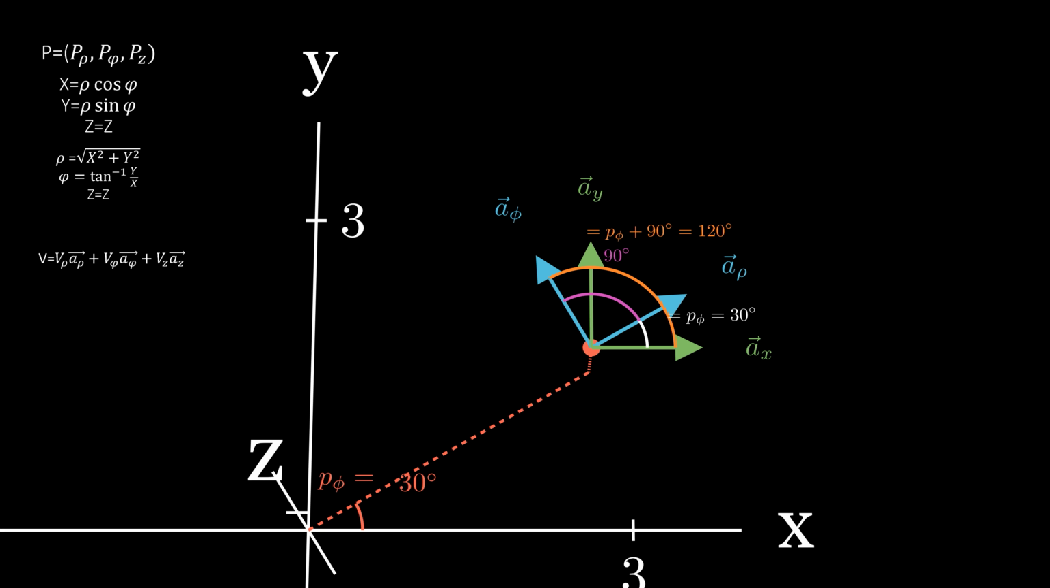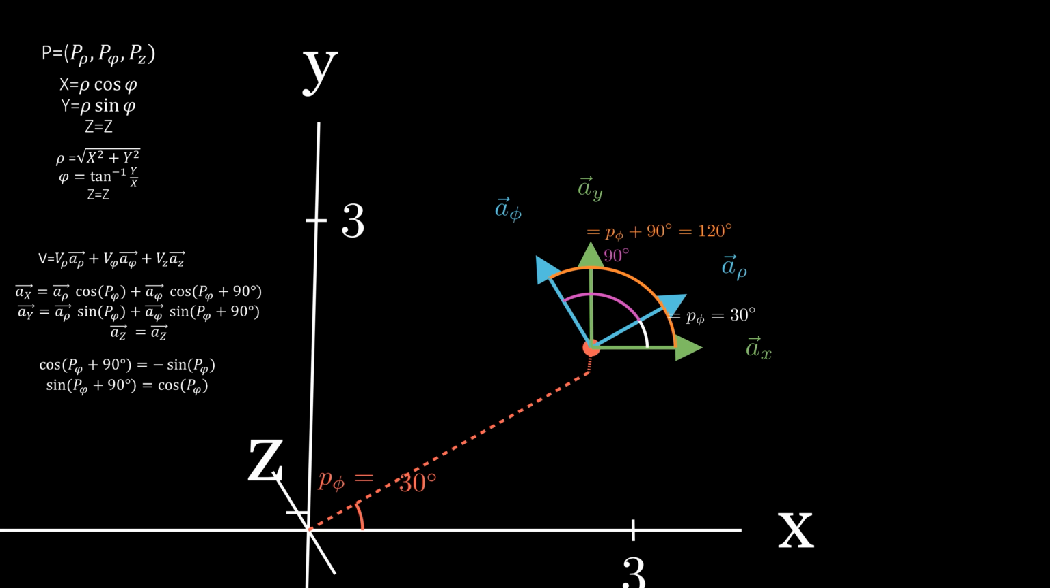Now all we have to do is to take the components of rho and phi along x and y by taking the cosine and sine of their angles. So along the x-axis we have a rho cosine b phi plus a phi cosine (b phi plus 90). And along the y-axis we have a rho sine b phi plus a phi sine (b phi plus 90).